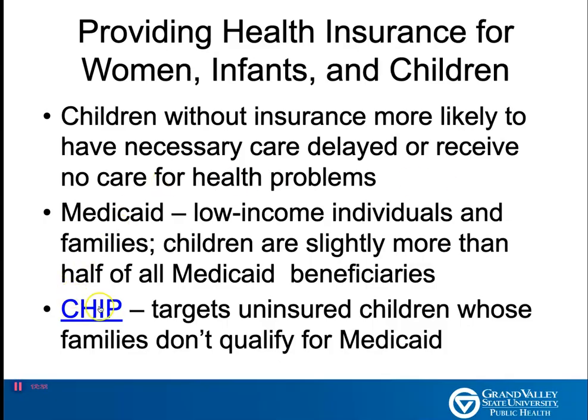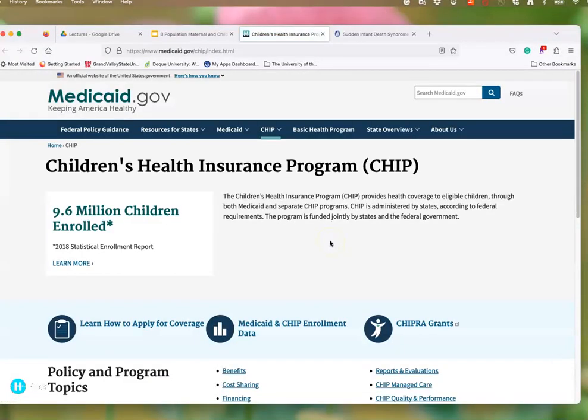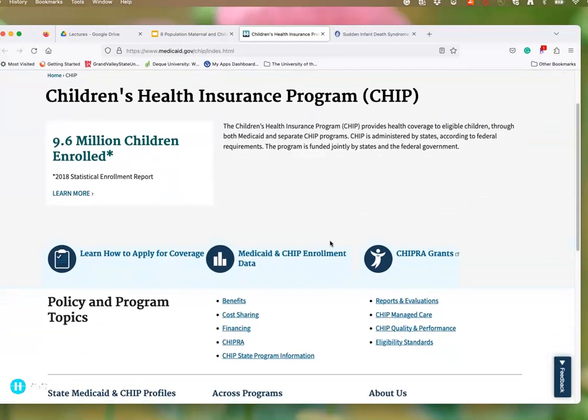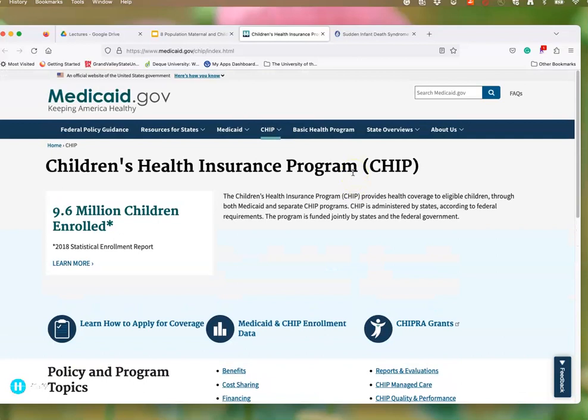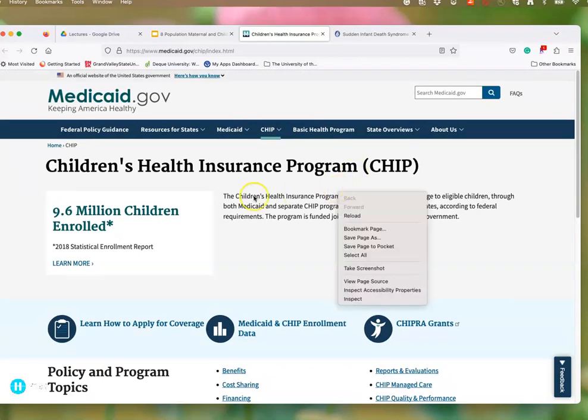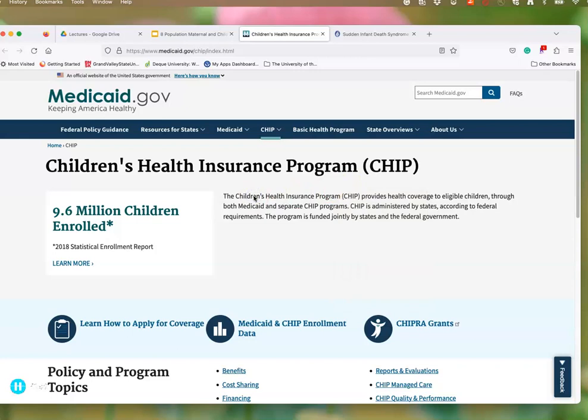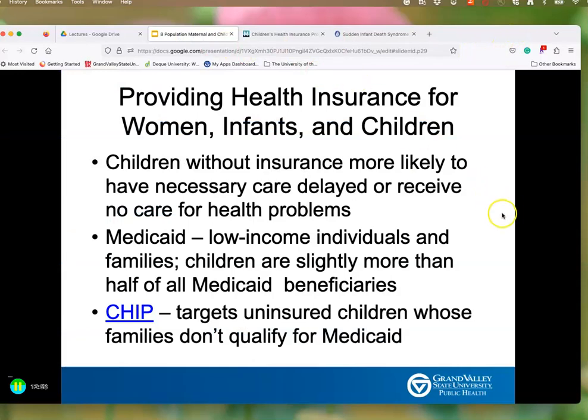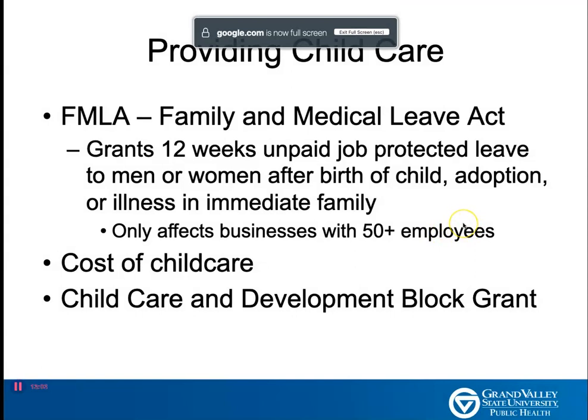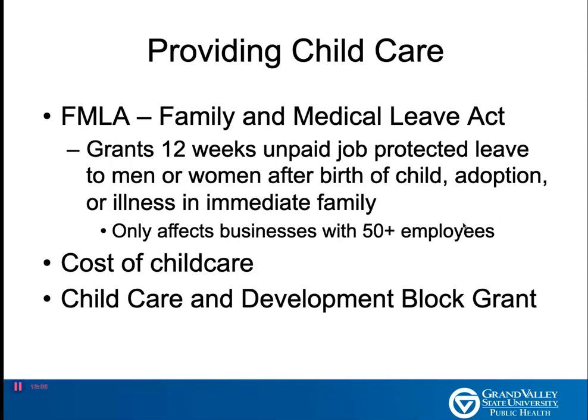Providing insurance, we have CHIP. Hopefully the link still works. Yay! Okay, so the Children's Health Insurance Program. What does that look like? We could spend hours looking at this policy. Actually, you can spend an entire class, an entire course, looking at children's health insurance programs and policy. So keep that in mind. Going back, providing childcare. Childcare is so expensive. We could be at that forever.